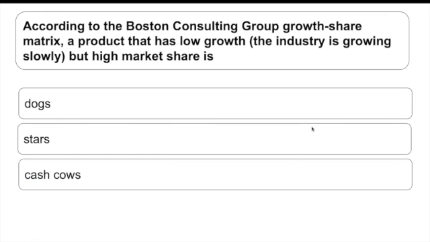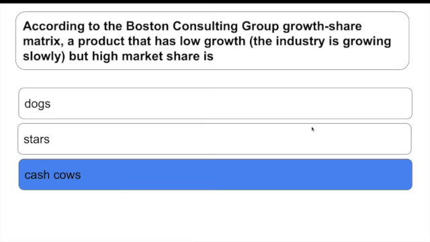According to the Boston Consulting Group growth share matrix, a product that has low growth, that is, the industry is growing slowly, but higher market share, is A, dogs. B, stars. C, cash cows. The correct answer is cash cows.